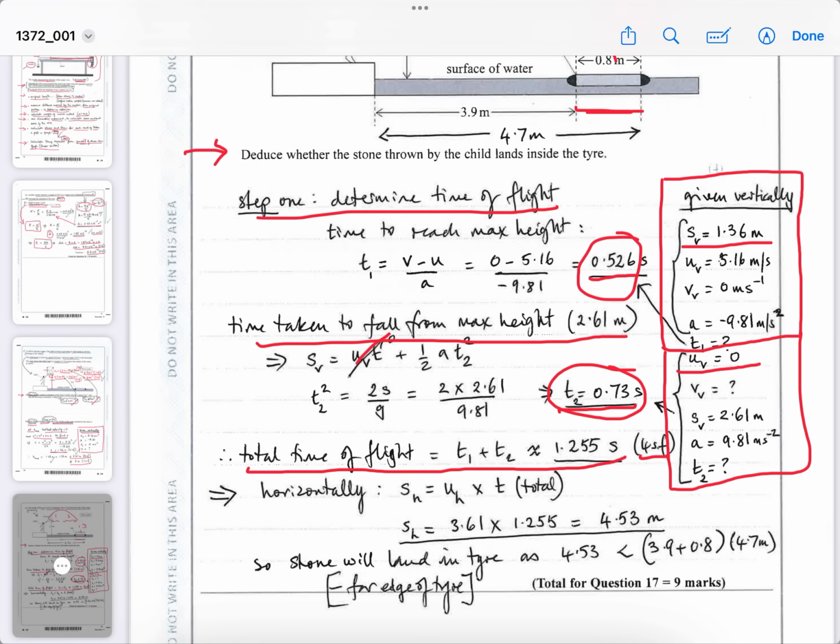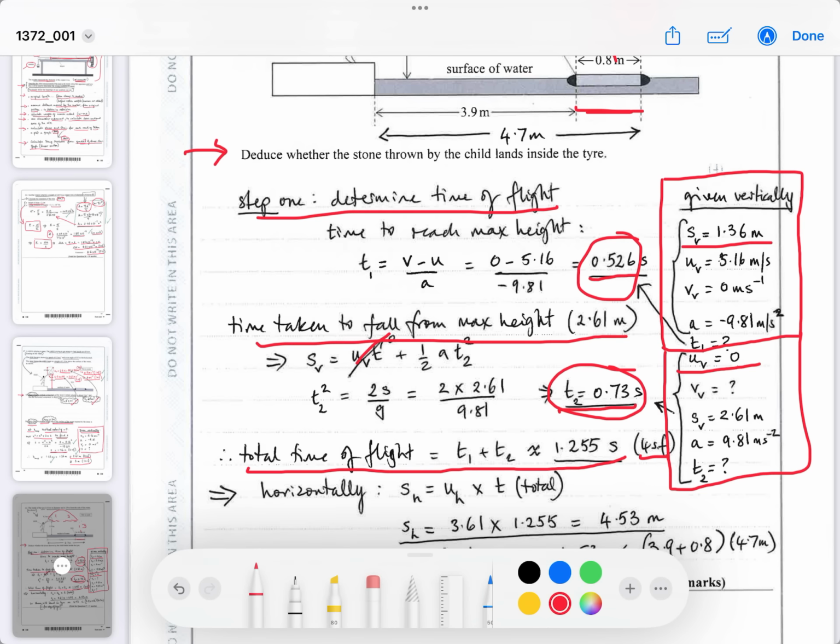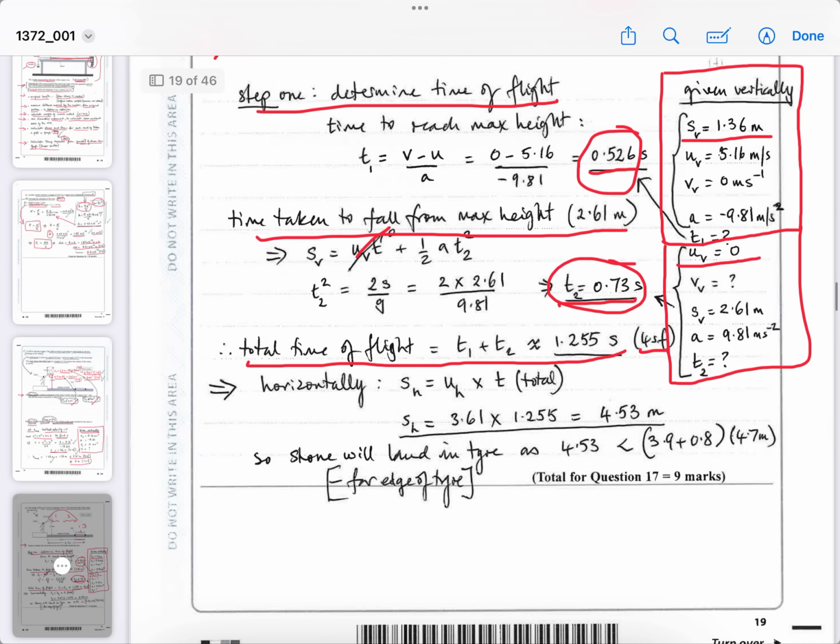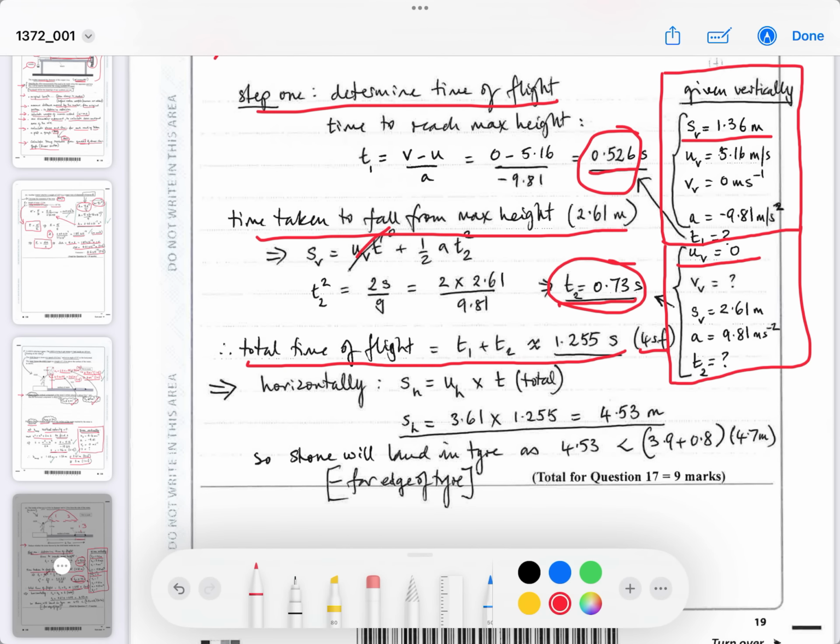So now we're looking at horizontal motion, and horizontal motion is much simpler because we can ignore air resistance. They haven't asked us, but in all of these questions, these are constant acceleration formulae, therefore we ignore air resistance for them to work. Horizontally, you always have the initial horizontal velocity, which we worked out in the component from the first part of this question, which was 3.61 meters per second. The time of flight is 1.255 seconds from here, and that will give you a distance of 4.53 meters.